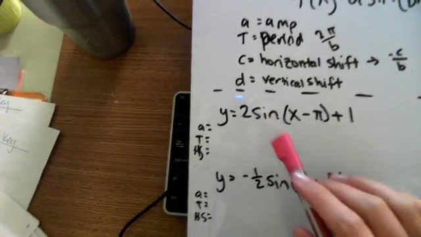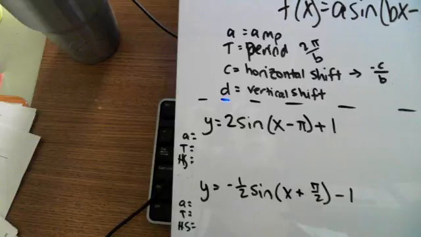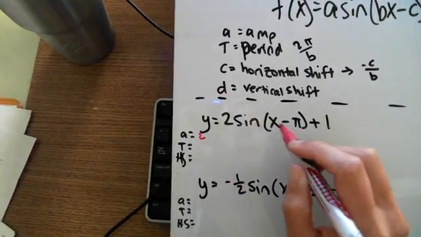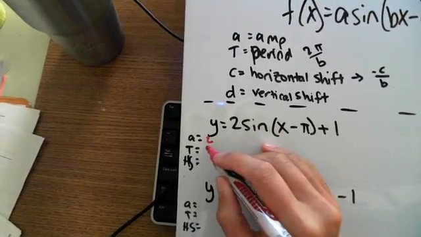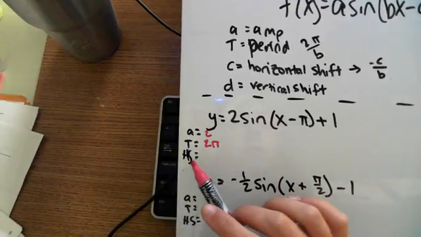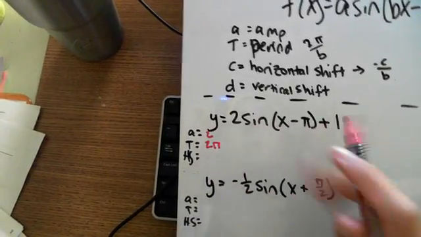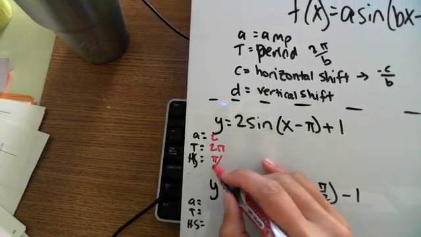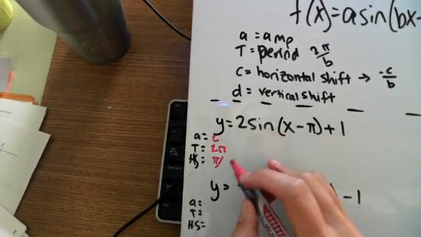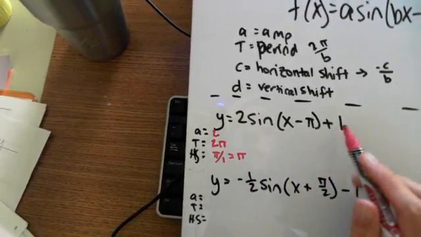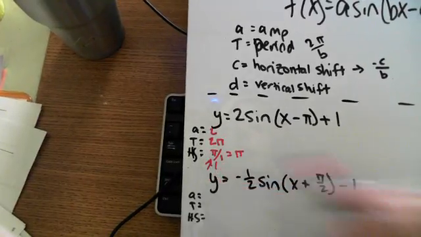So what this will look like, for our first problem, we have 2 sine of x minus pi plus 1. So go through and list out all of your properties. Amplitude is 2. Period, well, my B value is 1, so my period is 2 pi over 1, which is 2 pi. A horizontal shift, so that's the next thing we find, and it just goes in order. We're going to take our negative C, so negative pi makes it positive pi, over B, which is 1, tells me I am shifting to the right pi units. Then that plus 1 tells me I am moving up 1.